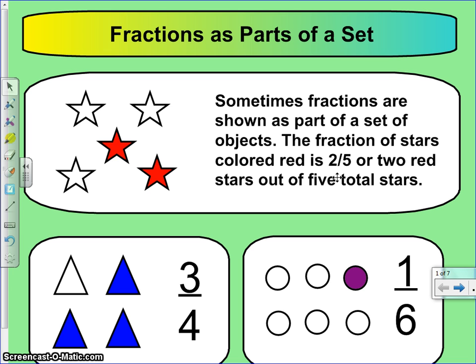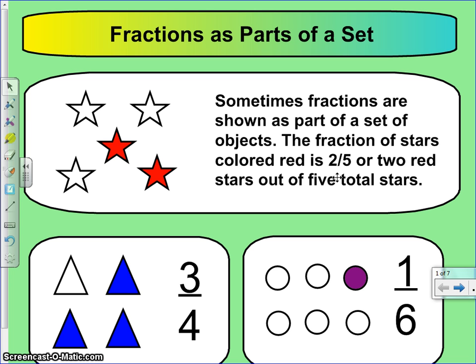Okay, for instance, if you look at the picture here, I have these stars right in front of me. When we're talking about a fractional part of a group, there's a group of stars, there's 5 of them, that represents the whole group. In my one whole group, there are 5 stars, okay? That's basically like having my whole pie or my whole candy bar, right? Except now we're talking about a group being the whole. So there are 5 stars.